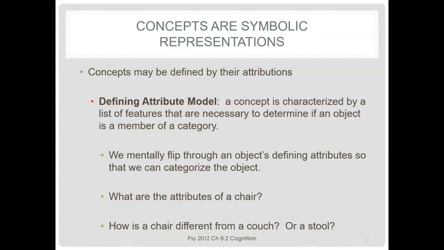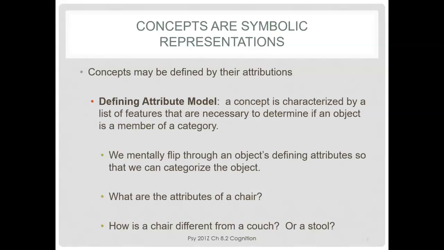So ask yourself, what are the attributes of a chair? I would say, has 4 legs, has a back, often made out of wood, but not always. Lots of attributes. I'm sure you can think of more than I can think right now. Not a hard question, but it seems to be for me. How is a chair different from a couch or a stool?